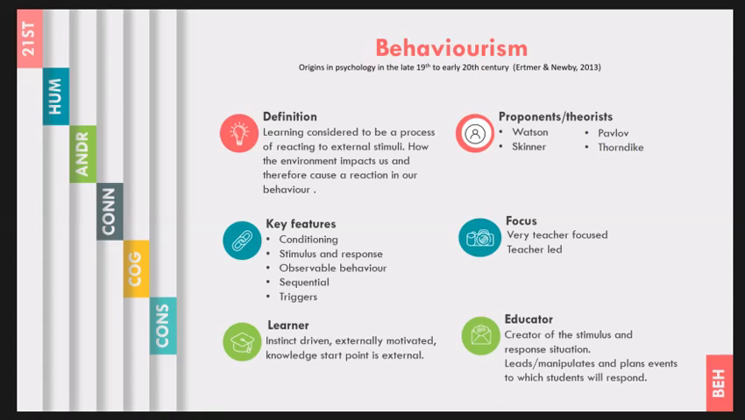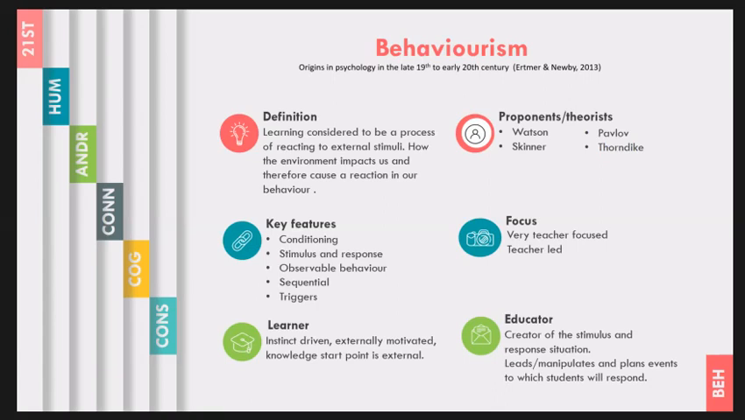Other key features include the stimulus and response. So you provide a stimulus and the child then responds to that stimulus. So like I said, the hand up would then be the stimulus and the response will be silence in the classroom. Another key feature is observable behavior.